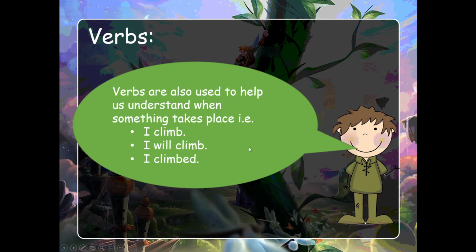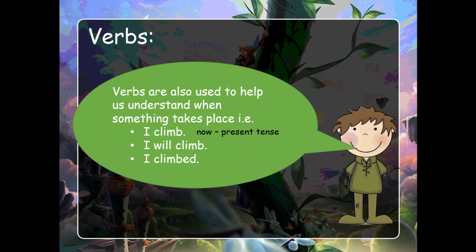Verbs are also used to help you understand when something takes place, i.e. I climb, I will climb, I climbed. Now each one of those, the verb or verb string, tells you when something's happening. So have a think about when each one of these is happening. I climb, what do you think, year one?